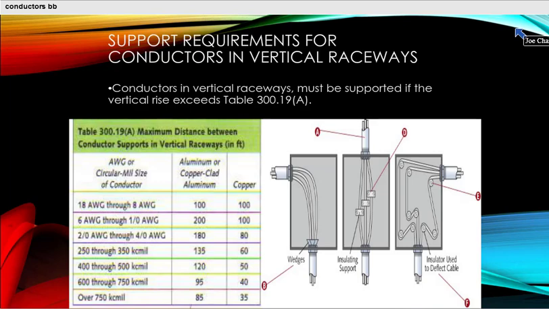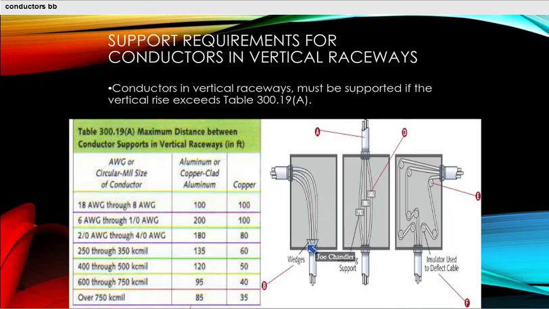Okay, now these are common questions that you see on an exam. This is support for vertical runs of conductor, and this is, again, still on conductors. So we go to Table 300.19(A), and what this does is give us direction and methods for supporting conductors.